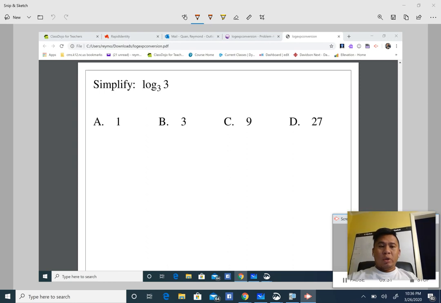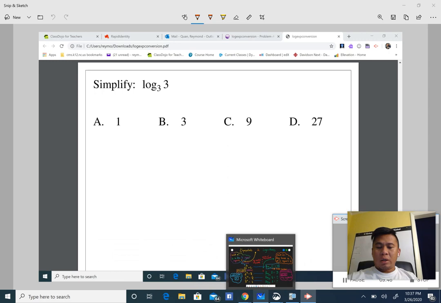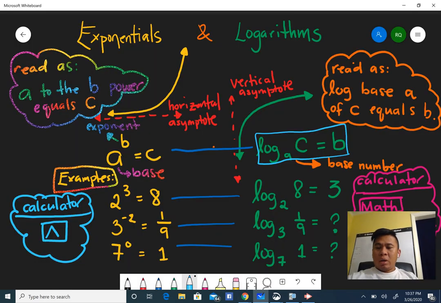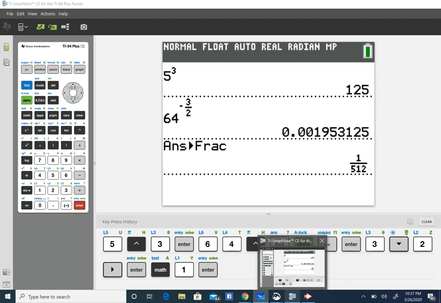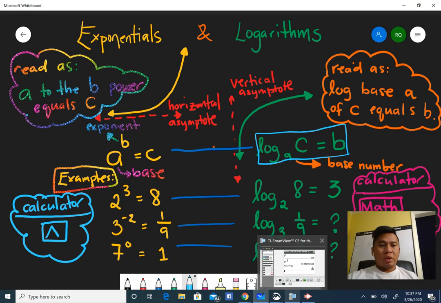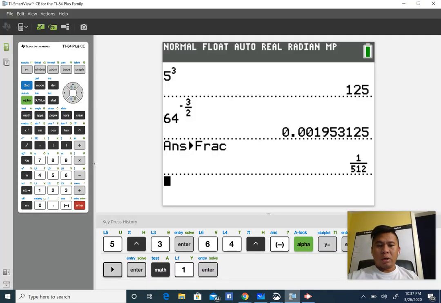Now, what if my question looks like this? It says, what is the simplified form of log base 3 of 3? In this case, I will just use my TI-84 calculator. And again, for our calculator function, that should be math. So let me put it in here. That should be math. Sorry. Let's go here. That will be math.